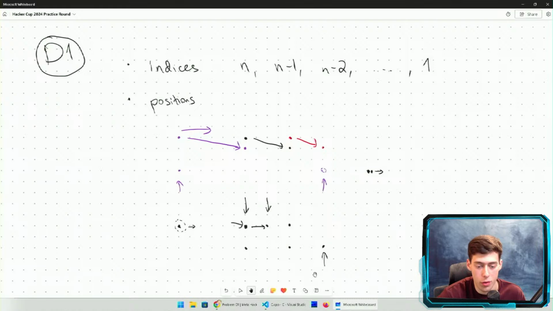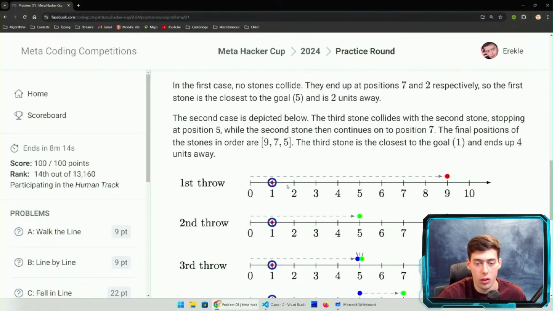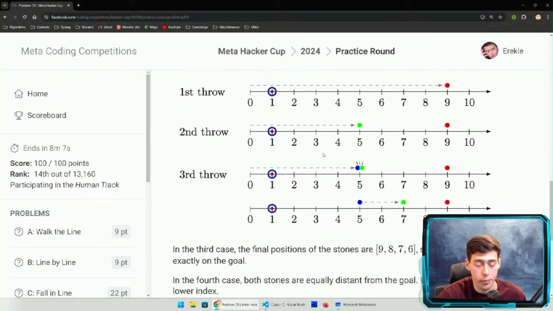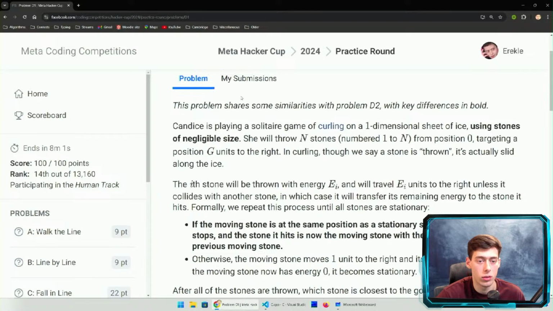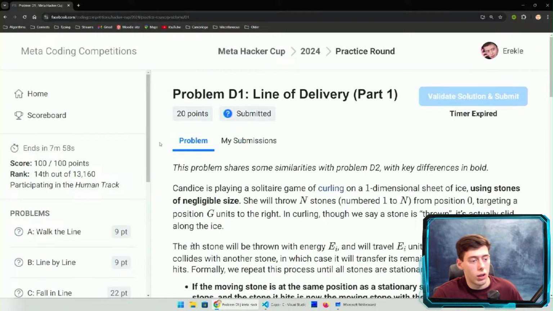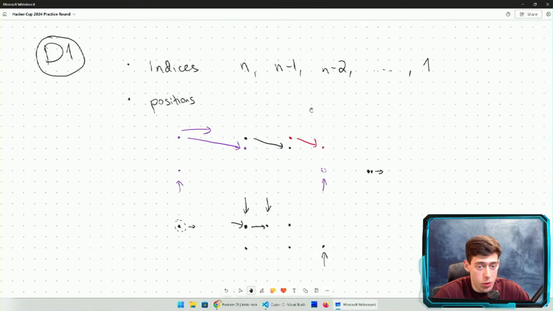And once you know that, it's trivial. You just go through all the stones and literally just find what they ask you to find: the one closest to the goal. So that's it. That's this problem. That's problem D1. So you might think that problem's quite cool.